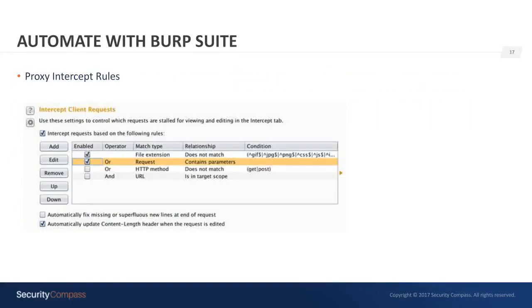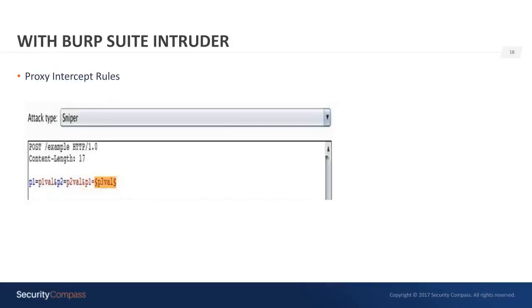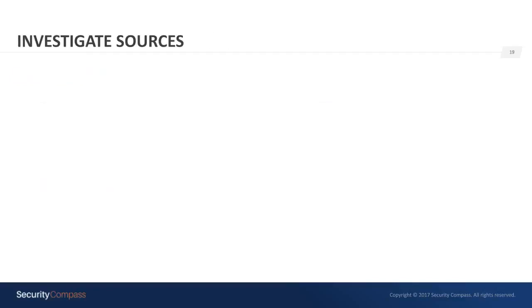You could automate with Burp Suite, and Burp Suite has this functionality where you can say, let me match the request that contains parameters, which is essentially an intercept rule. You could have intercept rules itself with Burp Suite Intruder. That's also one of the components or a plugin that you'll find in Burp Suite.